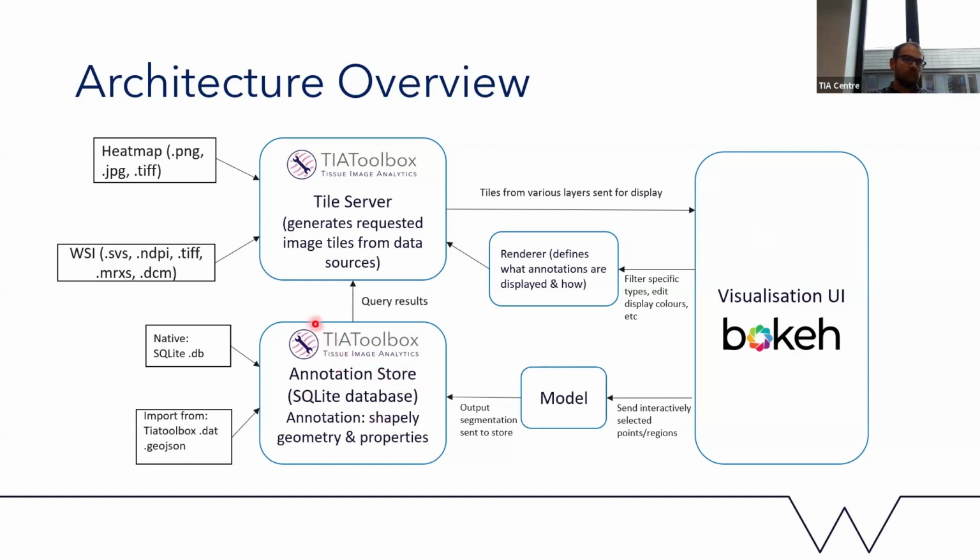And then annotation overlays are controlled by this annotation store, which you can import annotations into from, for example, a DAT file, which some TIAToolbox algorithms output, or from a standard GeoJSON, which quite a few different things save annotations as. And depending on what you're trying to visualize here, the tile server will request the annotations for specific regions and in specific ways out of the annotation store.